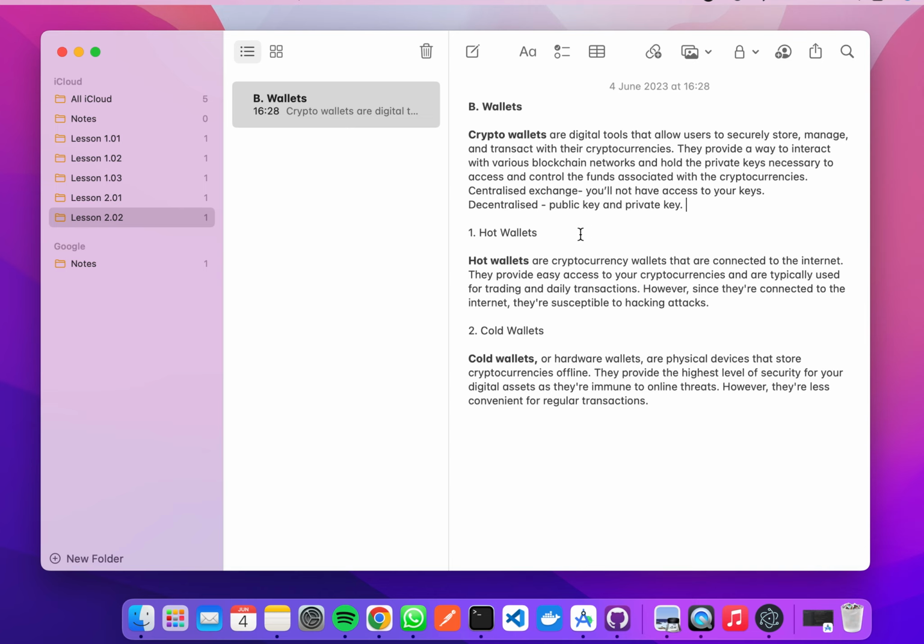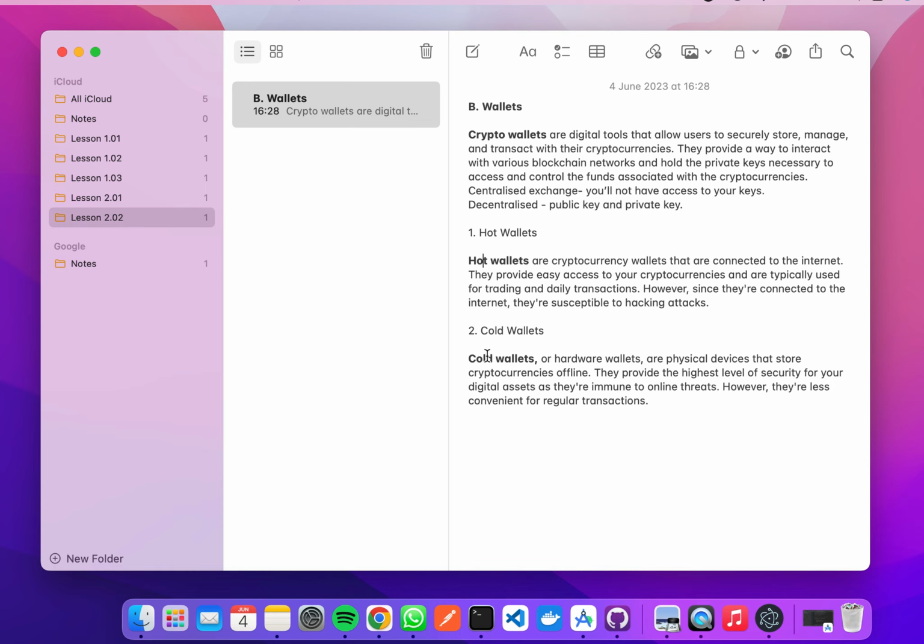So in the case of wallets, we have hot wallets and cold wallets. Hot wallets are cryptocurrency wallets that are connected to the internet. They provide easy access to your cryptocurrency and are typically used for trading and daily transactions. However, since they are connected to the internet, they are susceptible to hacking attacks. So these are the wallets that you access anytime you want. They are online basically. Anytime you want to transact or anytime you're trading, this is what you're going to interact with mostly if you're going to be a frequent trader.